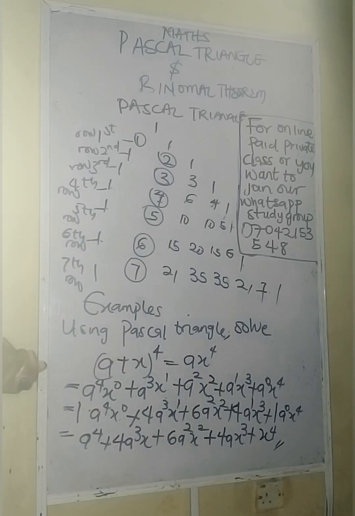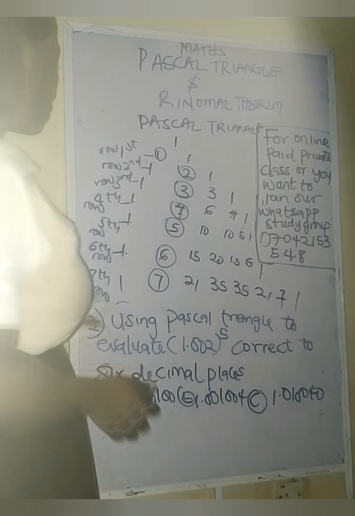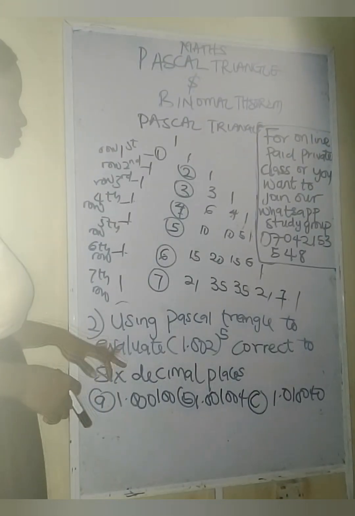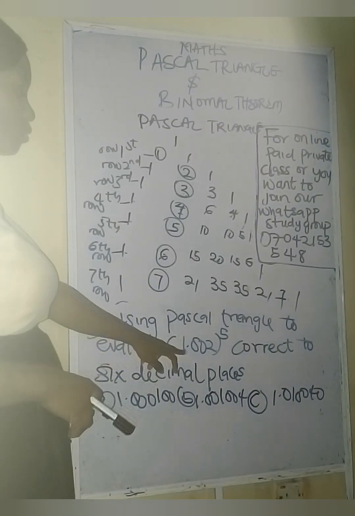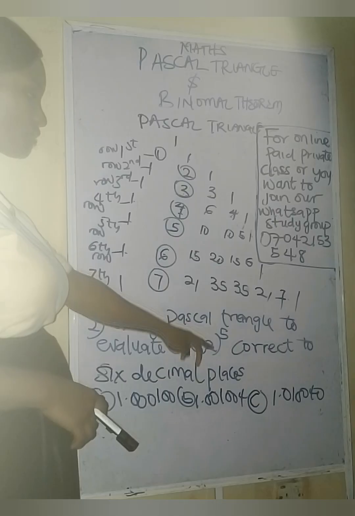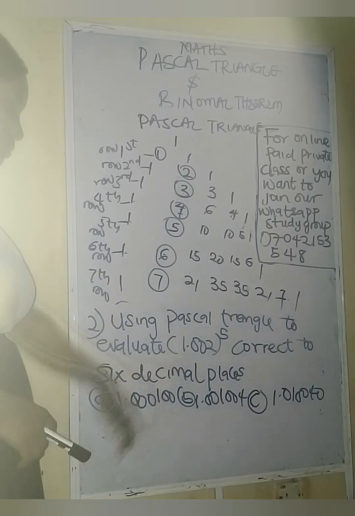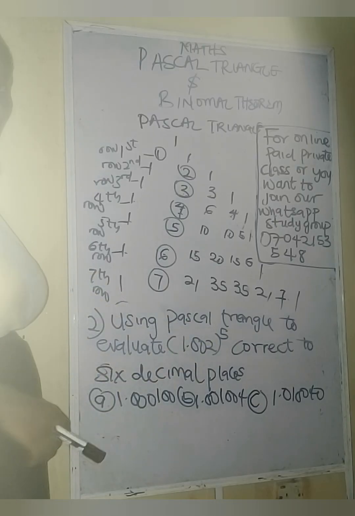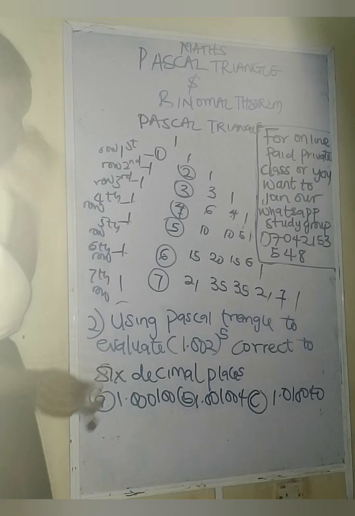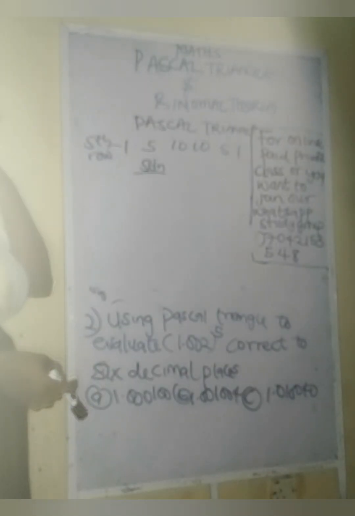Alright, let's move to the next question now. Everyone, so we have to solve this question: using Pascal's triangle to evaluate 1.002 all raised to power 5, correct to 6 decimal places. And these are the options that we are given. So now let's solve this question. Alright, amazing ones. So we have to evaluate 1.002 all raised to power 5.